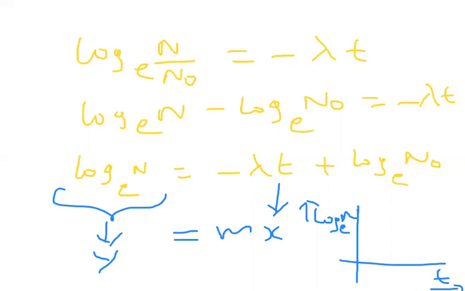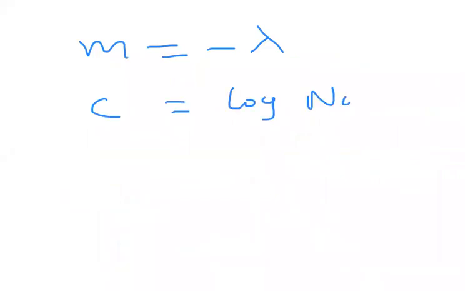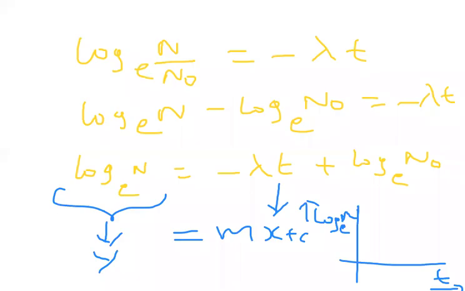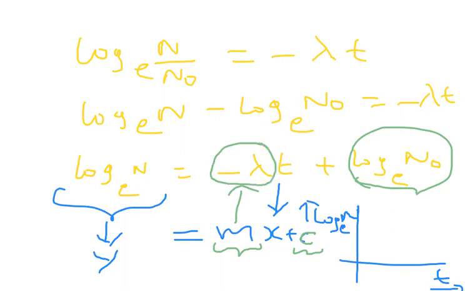Now if you create the y equal to mx plus c equation, what is m, what is c here? Observe carefully. m is minus lambda. c is log N naught base e. So from the previous graph, that is y equal to mx plus c. m is called slope, c is called y intercept. So y intercept is nothing but log N naught base e, and slope is nothing but minus lambda. So it is satisfying y equal to mx plus c.